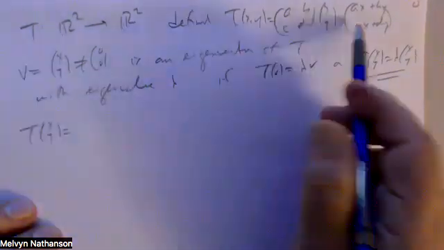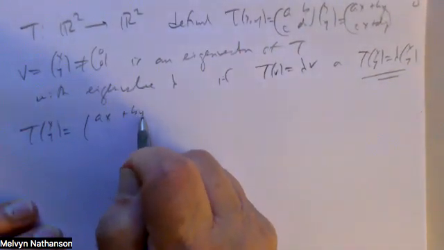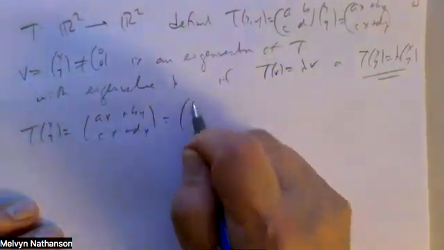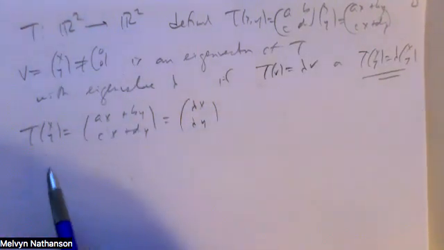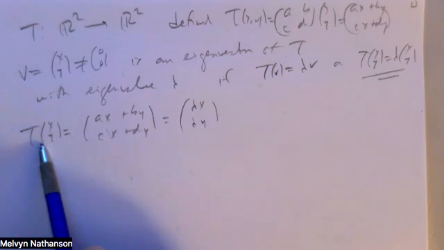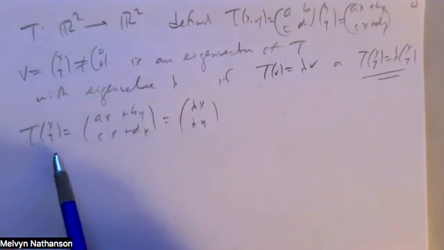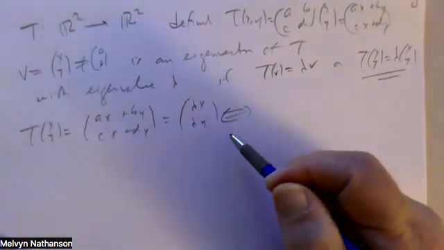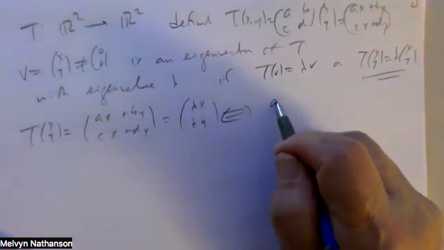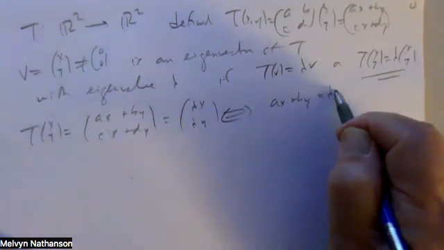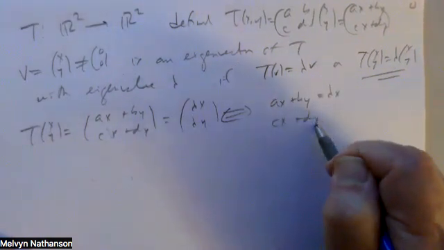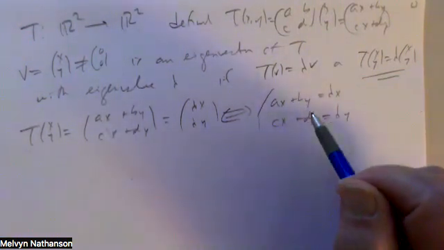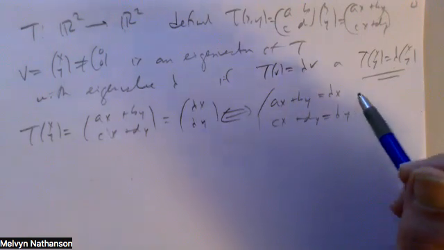T of (x, y) is the vector (ax plus by, cx plus dy). Lambda times (x, y) is just the vector (lambda x, lambda y). So v is an eigenvector with eigenvalue lambda if the coordinates x and y satisfy this vector equation, which is the same as, if you equate coordinates, ax plus by equals lambda x, cx plus dy equals lambda y. It means that you can solve this equation in x and y and lambda, where x and y aren't both 0.